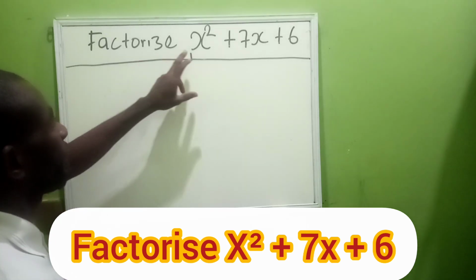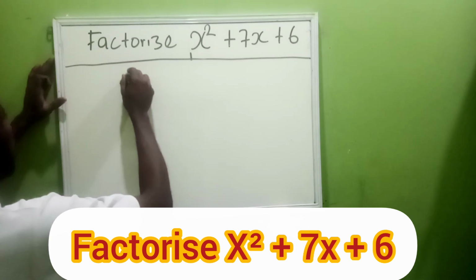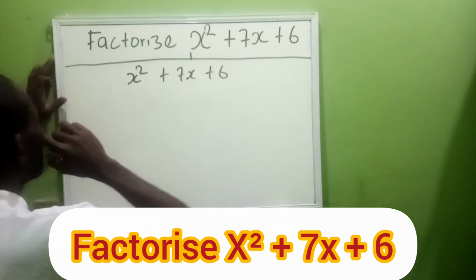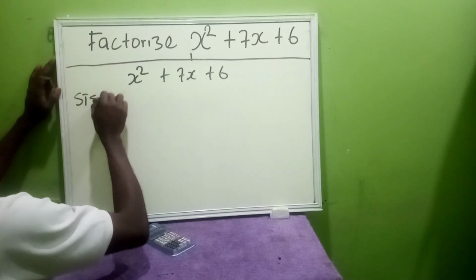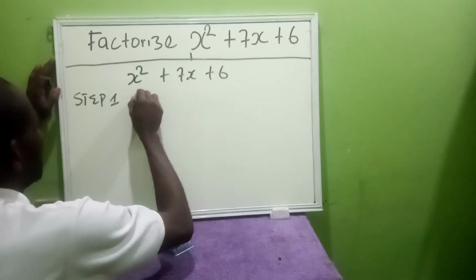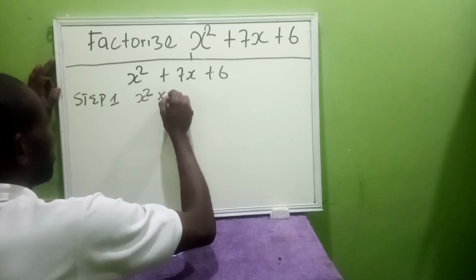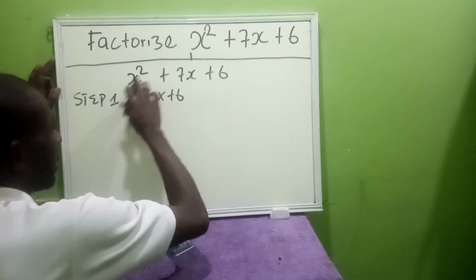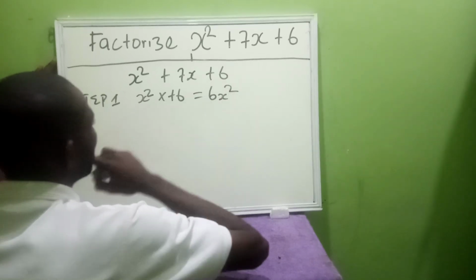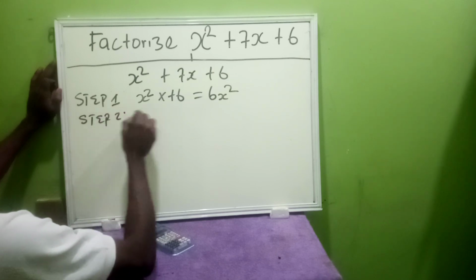The question says we should factorize x squared plus 7x plus 6. The first thing we are going to do is step 1. We are going to multiply the first term by the last term. That is x squared times plus 6. First term times third term will give us 6x squared.